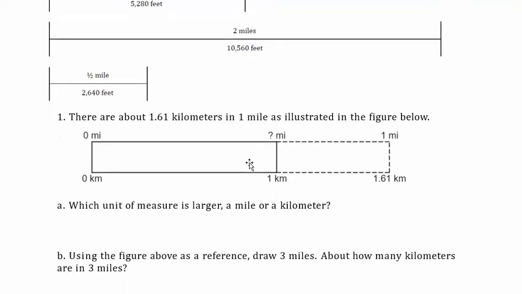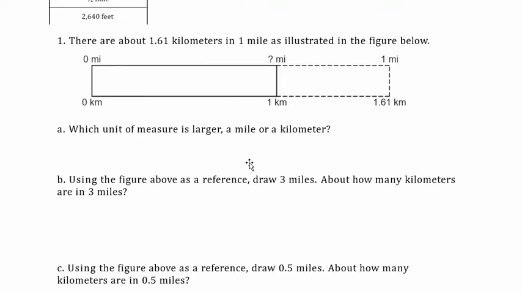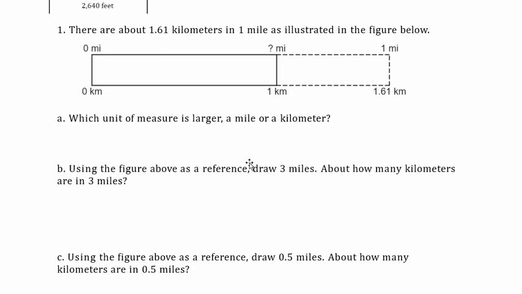All right, let's take a look at number 1. So we had in our conversion chart that there are about 1.61 kilometers in 1 mile. And this is an illustration of that. So let's take a look at this illustration, make sure we understand it.